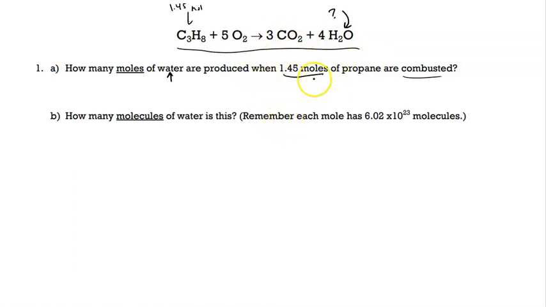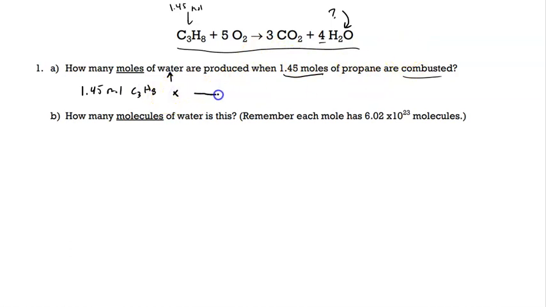Now, we need this balanced reaction because it tells us that for every 1 mole of propane, we get 4 moles of water. So if we have 1.45 moles of propane, we should be able to just multiply that by a 4-to-1 ratio to get the moles of water. And that looks something like this. So I'm going to go 1.45 moles of propane. Okay. I'm going to multiply it by the mole ratio.